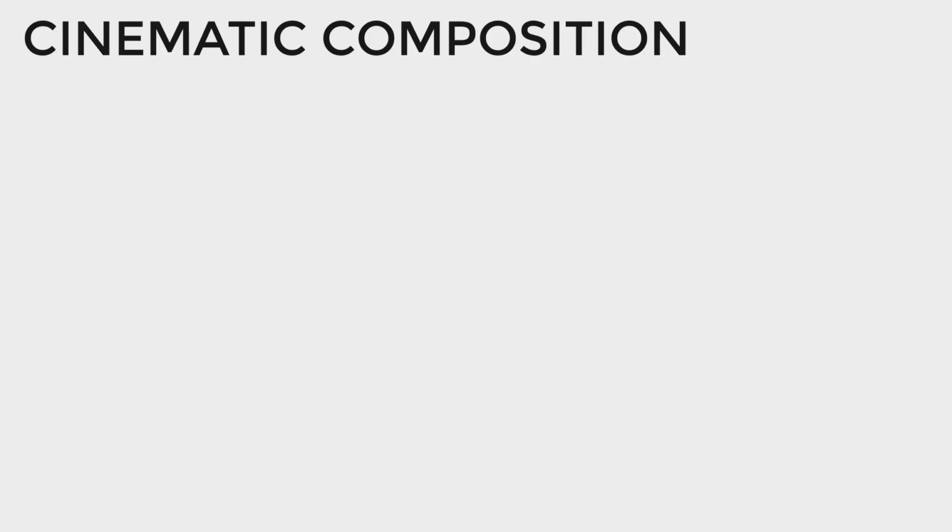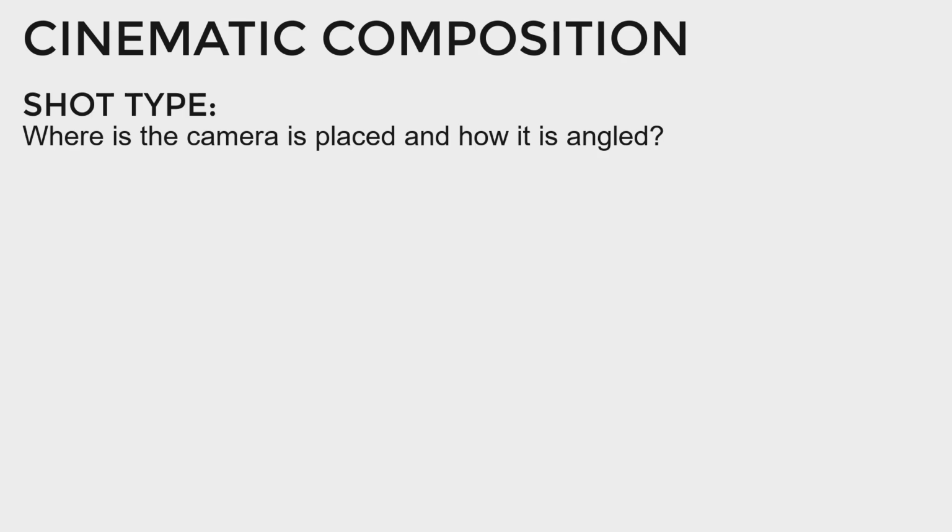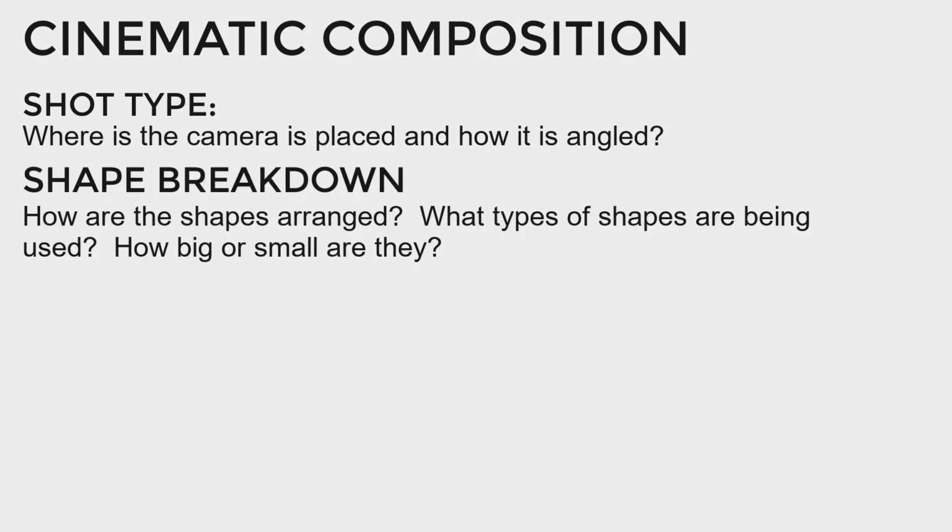So we're going to break down these shots into 4 different components, and I have these arranged based on the questions that I'm going to ask myself as I look at the images. The first thing we want to know is, what is the shot type? Where is the camera placed? And how is it angled? Next, we're going to take a look at our shapes. How are they arranged? What types of shapes are being used? And how big or small are they?